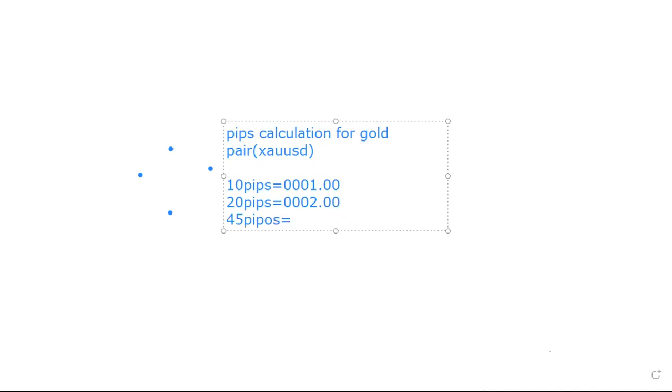So next thing, 45. Tell me what 45 pips will be. 0045.00. Come again. 0045.00. Is that what I taught you? Oh, sorry. You've seen the difference now. Because if you go and add a different thing, your answer will be different too.